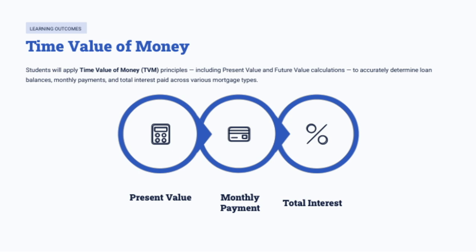By applying the principles of the time value of money, specifically present value and future value calculations, we can accurately determine your loan balances at any point, figure out your monthly payments, and see how much interest you'll pay in total. This is crucial because it helps you compare different mortgage options and understand the long-term costs involved. Throughout this presentation, we'll see how these concepts connect to making smarter, more informed financial decisions when it comes to homeownership.